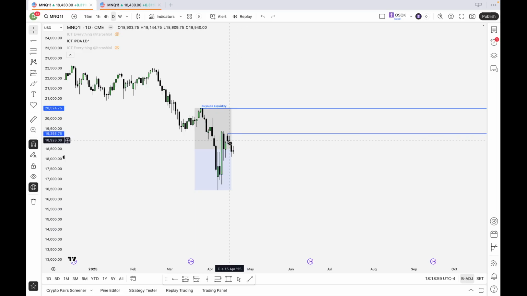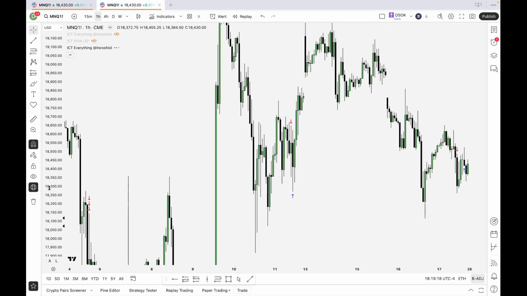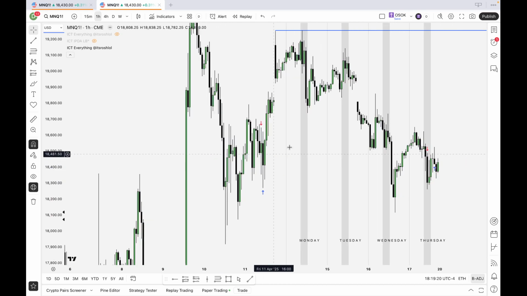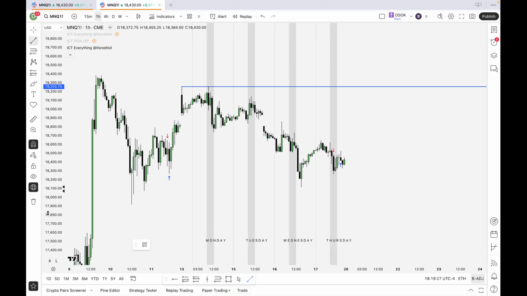So I see this swing high and this swing low on a daily basis. Before Wednesday opens up, I'm working within this swing low and this swing high as my range. That's when we drop down into our hourly chart for our intraday perspective, to see where we are within that range.